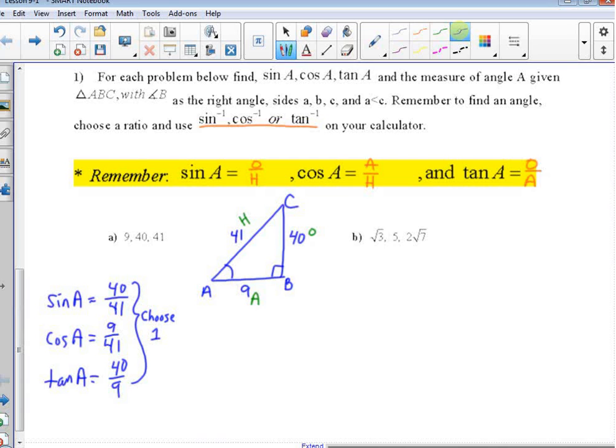to find it. So in one instance, I would do second sine of 40 over 41, or you could do second cos of 9 divided by 41, or you could do second tan of 40 divided by 9. They should all yield the same answer.